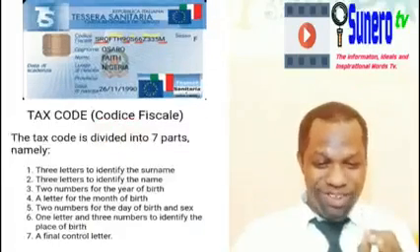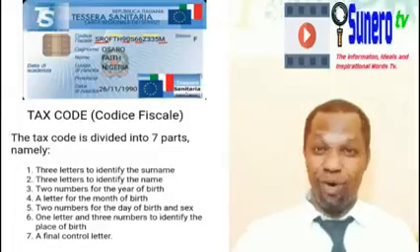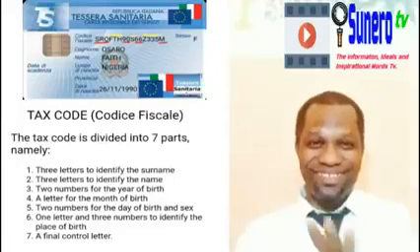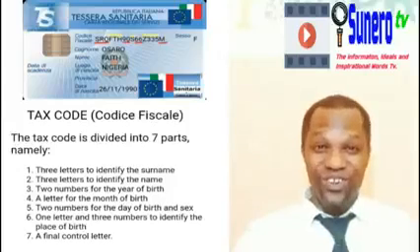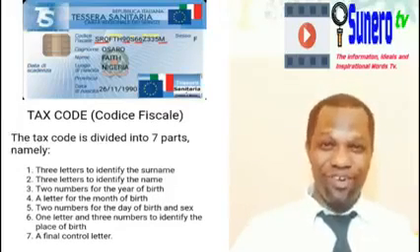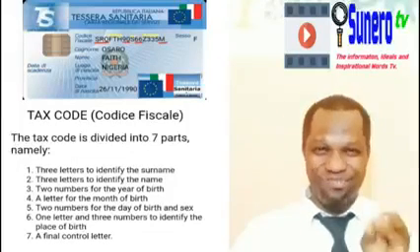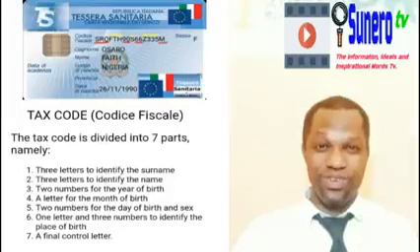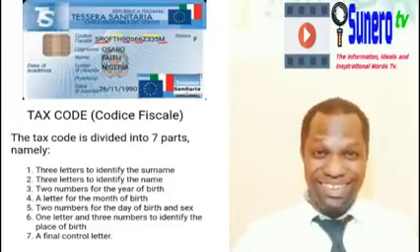So the fifth one says 2 numbers for the day of birth and sex or gender. So they calculate that of the gender. If the person is a male or a female, how do you know? In your Codice Fiscale, this is how you know whether the person is male or female. Forget about the other side where they circle F or M. No, inside the Codice Fiscale, you also know whether the person is male or female. Now look at it. In this person, it's written 66. How come? How come the day? We are talking about the day of birth.